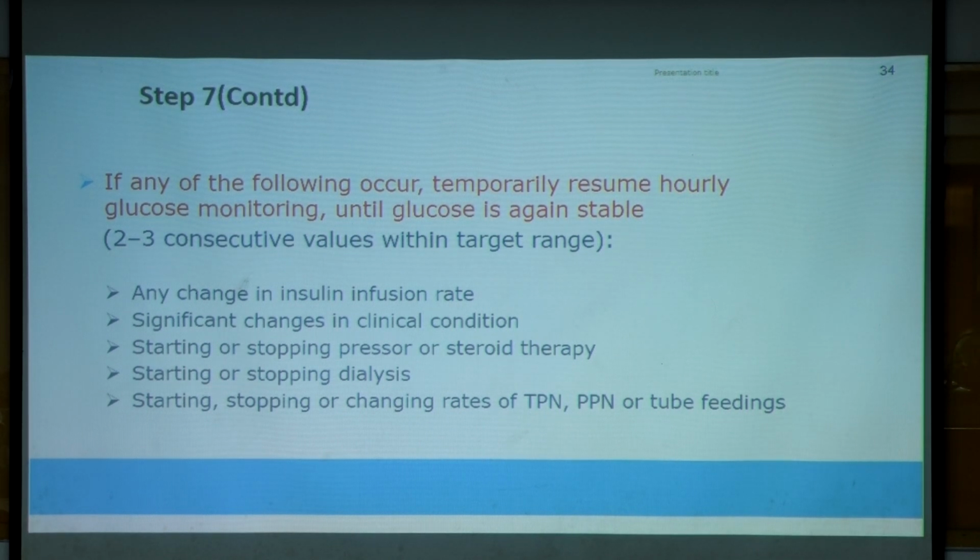Any change in the insulin infusion rate, any sudden change in the infusion rate, if it goes from 0.2 to 0.4 or 0.8, something, it just goes above, you have to think. Significant changes in the clinical condition of the patient, and starting or stopping pressors or steroids. If the patients are already on steroid or pressor agents and you are going to stop, then you have to modify the insulin dosage. Also starting or stopping dialysis, you have to think twice. And starting, stopping, or changing the rates of TPN and PPN or tube feedings. All these inputs that you give to the patient, apart from the IV fluids, also count in deciding the dose of the insulin therapy.